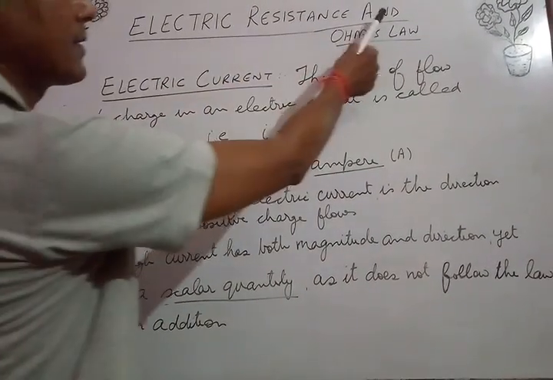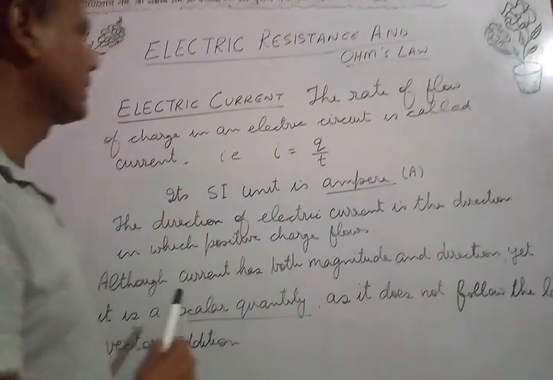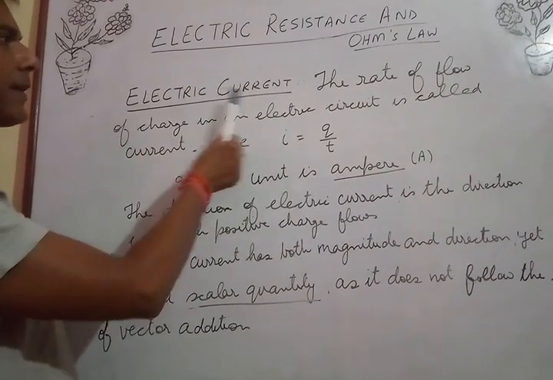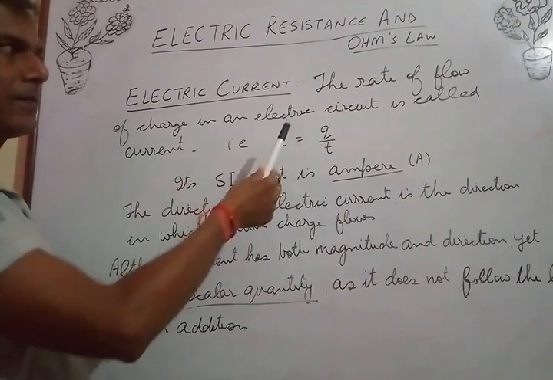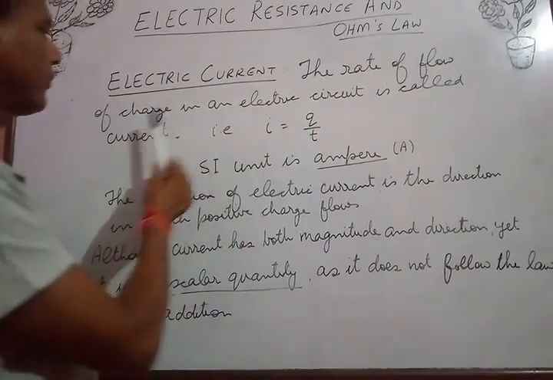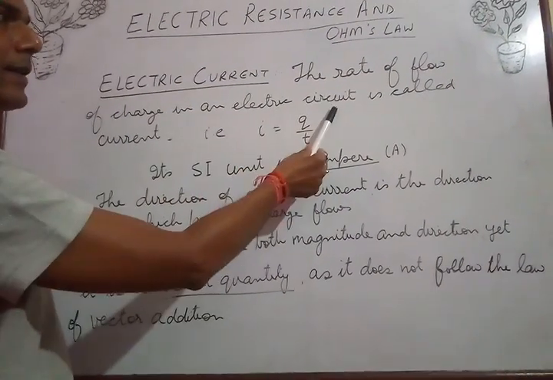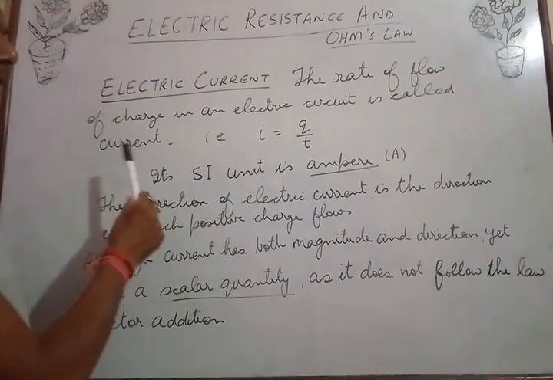Electric resistance and Ohm's law. The first topic is electric current. It is defined as the rate of flow of charge in an electric circuit, which is called current.